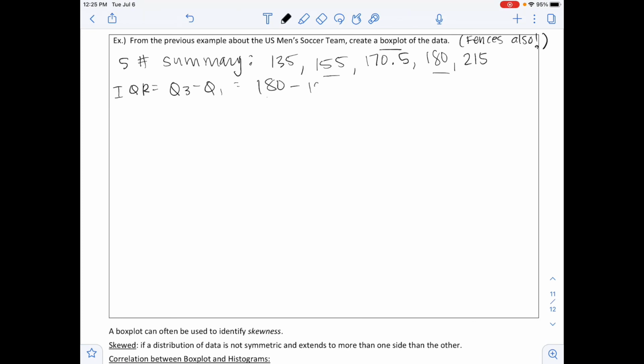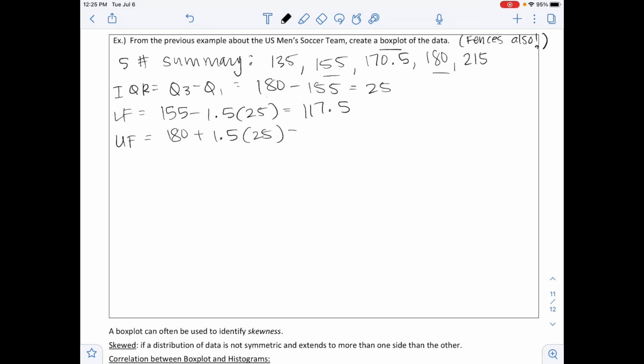So 180 minus 155, which is 25. And then to calculate our lower fence, we're going to do Q1, which is 155, minus 1.5 times that interquartile range. And working this out, we get 117.5. And likewise, our upper fence will be Q3, which is 180, plus 1.5 times 25, our interquartile range.